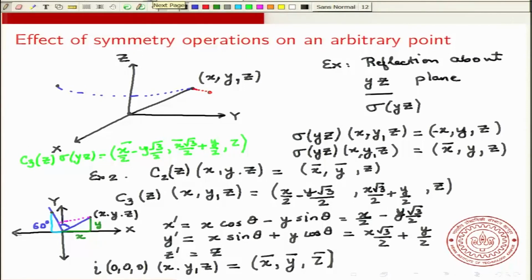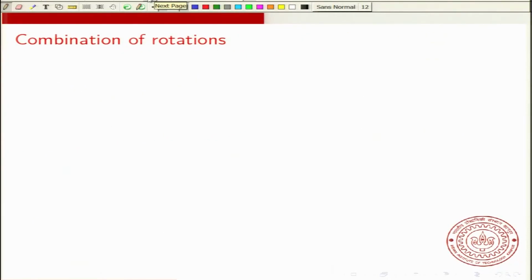Now, sometimes the combination of symmetry operations can easily be identified as another symmetry operation. I should emphasize that this is only sometimes easy to visualize, the combination of operations.